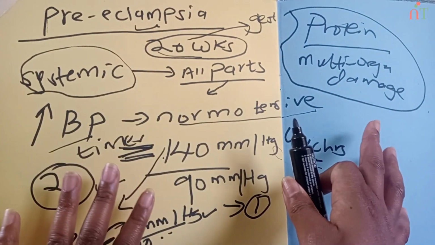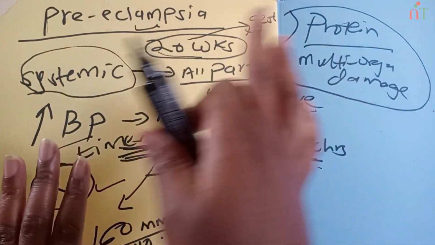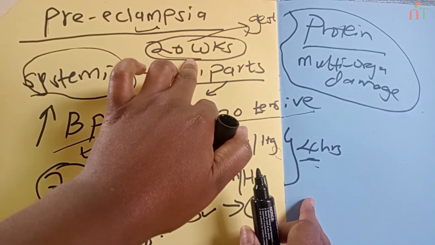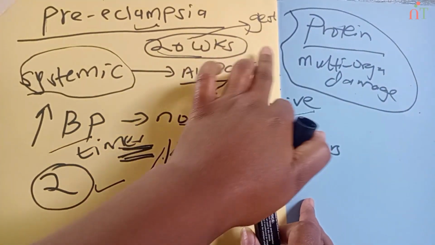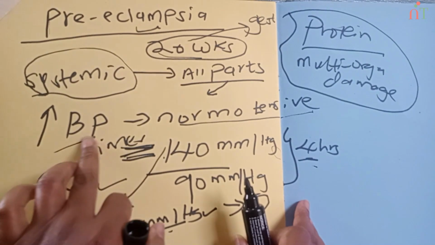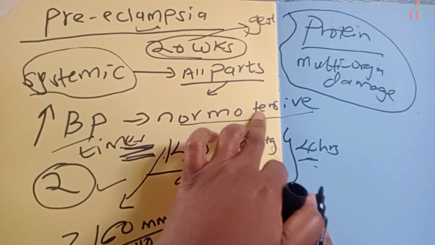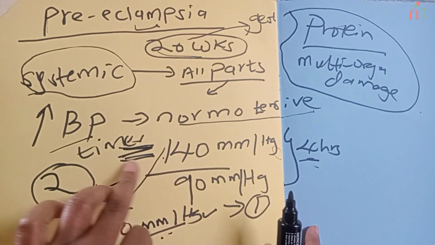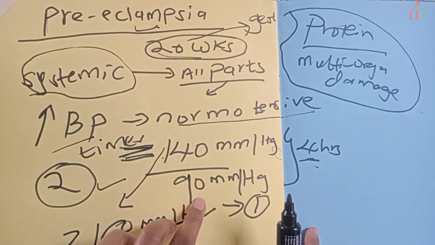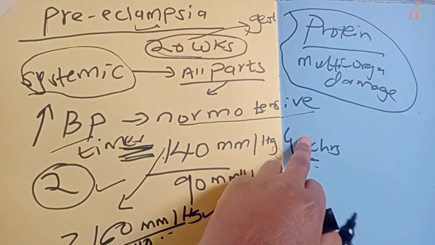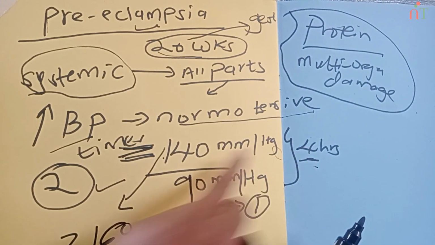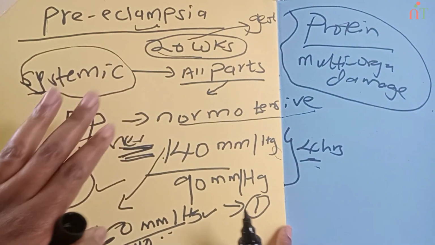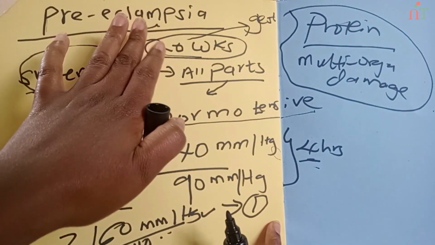So that is how you define preeclampsia. It is a systemic condition that occurs from week 20, that is halfway through the gestation, and it is characterized by high blood pressure readings in a normotensive patient. And if this patient has a blood pressure greater than or equal to 140 over 90 millimeters of mercury, and you've taken this reading at least 4 hours apart and at least 2 times, then you can be comfortable to say that this is a good candidate for preeclampsia.